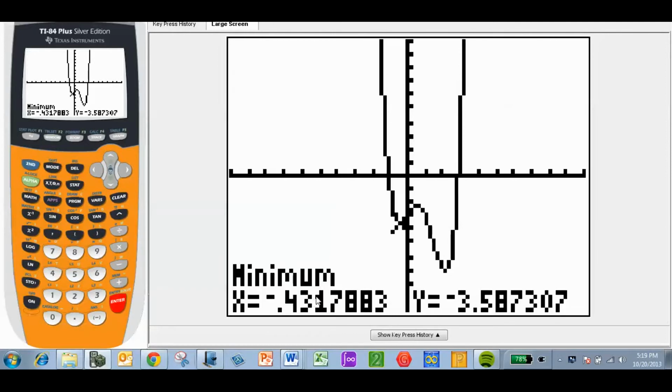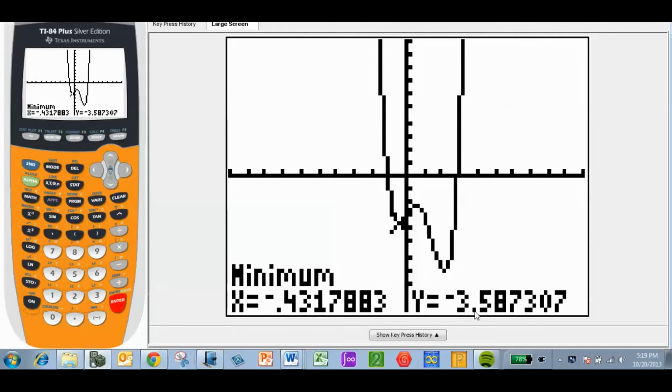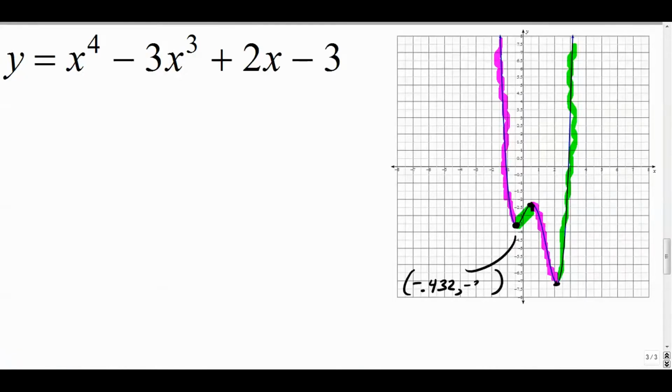So I can see that my minimum value is about -0.432, comma negative 3.59.